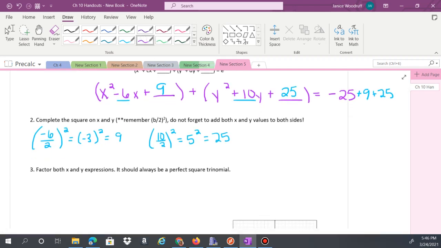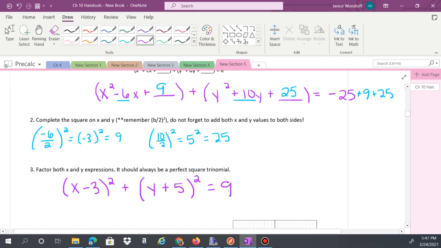Okay, next step is to take a look at both of these expressions on the left and factor them. They should both be perfect square trinomials. So x squared minus 6x plus 9 would factor to what? Yeah, x minus 3 squared. What about y squared plus 10y plus 25? y plus 5 squared. And then on this side, negative 25 plus 9 plus 25, 9.